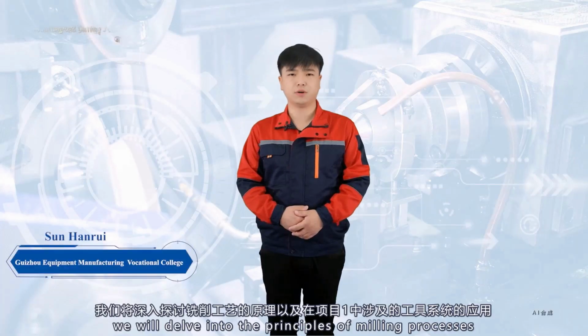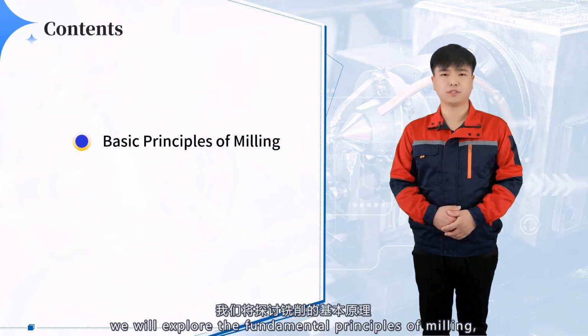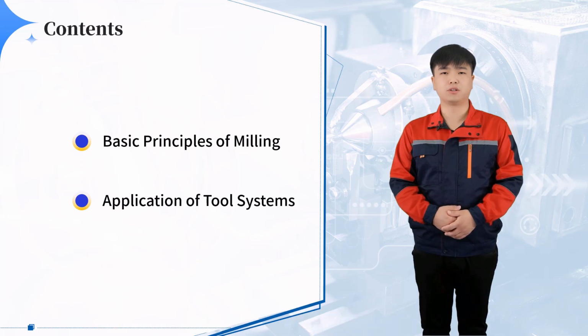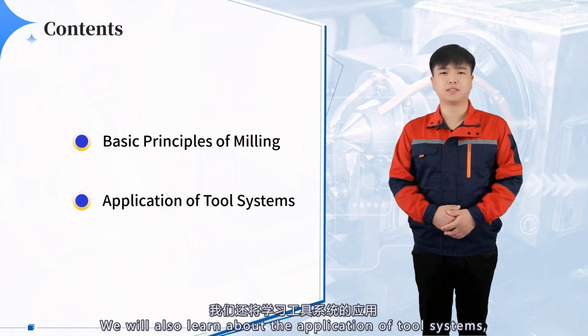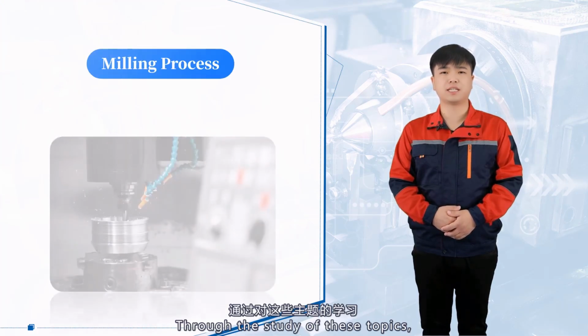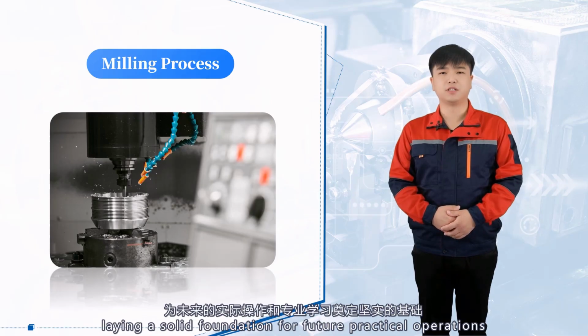In this lesson, we will delve into the principles of milling processes and the application of tool systems as covered in Project 1. In this section, we will explore the fundamental principles of milling, including key concepts such as milling motion and milling elements. We will also learn about the application of tool systems, such as tool selection and the geometric angles of tools. Through the study of these topics, you will gain a comprehensive and in-depth understanding of milling processes, laying a solid foundation for future practical operations and professional learning.